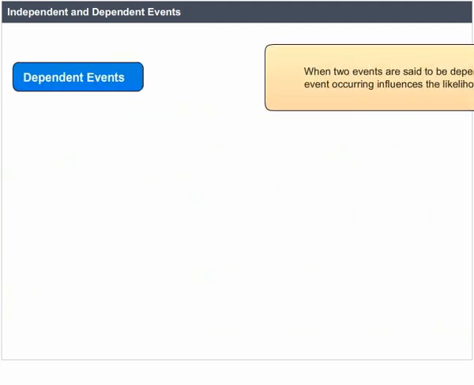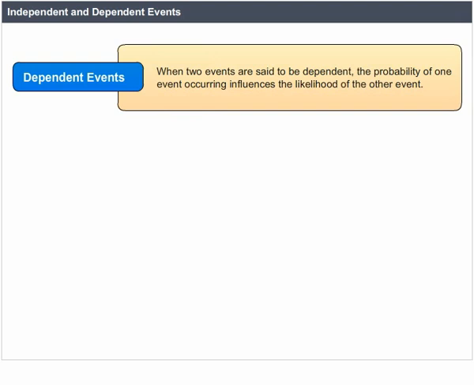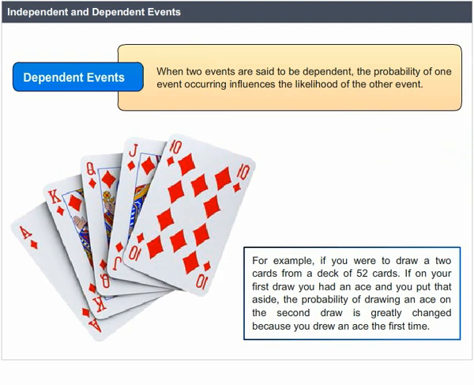Dependent events. When two events are said to be dependent, the probability of one event occurring influences the likelihood of the other event. For example, if you were to draw 2 cards from a deck of 52 cards, and on your first draw you had an ace and you put that aside, the probability of drawing an ace on the second draw is greatly changed because you drew an ace the first time.